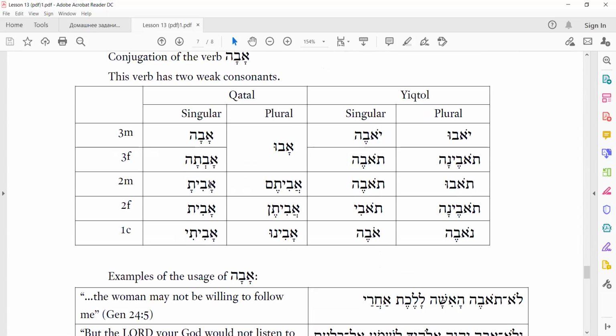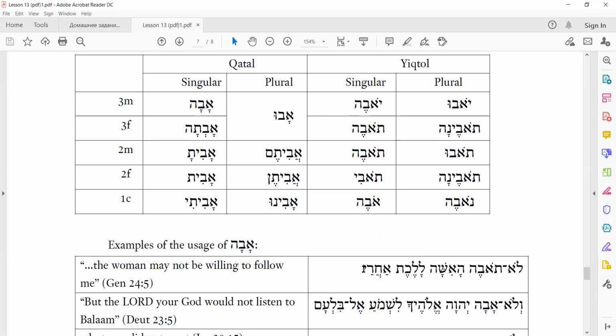Yes. Now this is the conjugation of the verb ava, and the problem is that there are two weak consonants here, aleph and hey, and that is why it affects both conjugations, katal and yiktol. And you can see how it is conjugated. In some cases, the final hey disappears. And also we have some irregularities in the first aleph as well. But the meaning is to want or to desire.